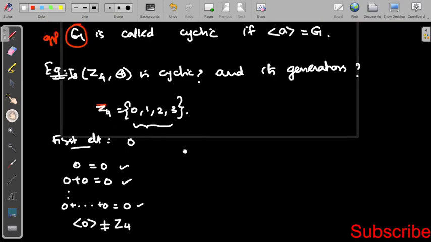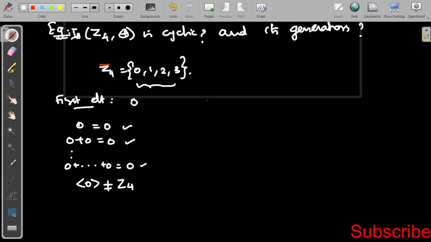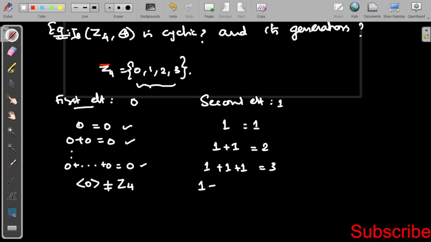Now I am moving to the second element, which is 1. I am taking 1 one time, adding 2 times which gives 2, adding 3 times which gives 3, again adding 4 times which gives 4, but we divide by 4 because the group here is Z4 under plus circle. So 4 divided by 4, the remainder is 0.